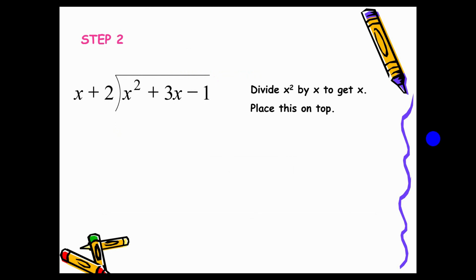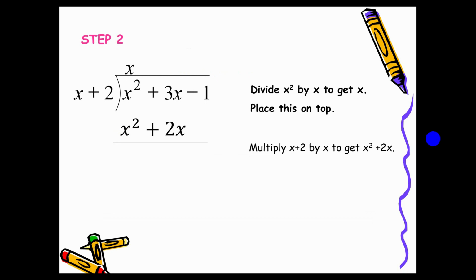So now, divide x squared by x to get x. Then place this on top. After that, we will multiply x plus 2 by x to get x squared plus 2x. So we will now subtract the x squared plus 2x from the x squared plus 3x minus 1. So this would be the result, which is x minus 1.